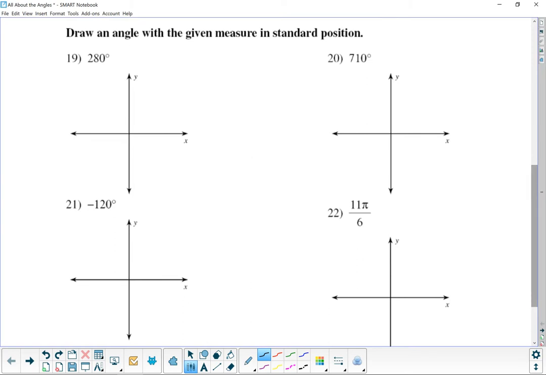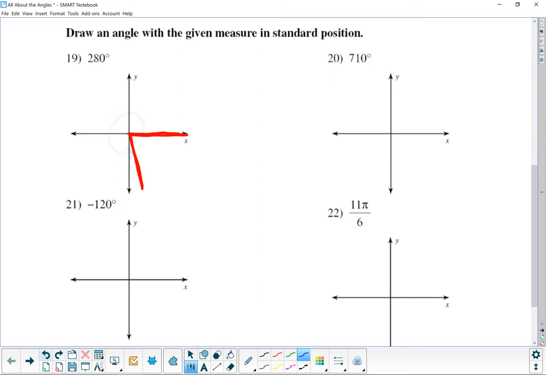Draw angle with a given measure in standard position. Okay, 280 degrees. I'm going to be talking out loud. I know standard position is where the initial side starts right here. Then that's 90 degrees, I don't want that. That's 180, I don't want that. Then plus another 90 is 270, which is almost 280, so I don't want that. I want 280, which is a little bit more than 270, so 280 is probably like that. I need to make sure I draw my angle. My angle starts at the standard position and goes in this direction. Okay, that's 280 degrees.